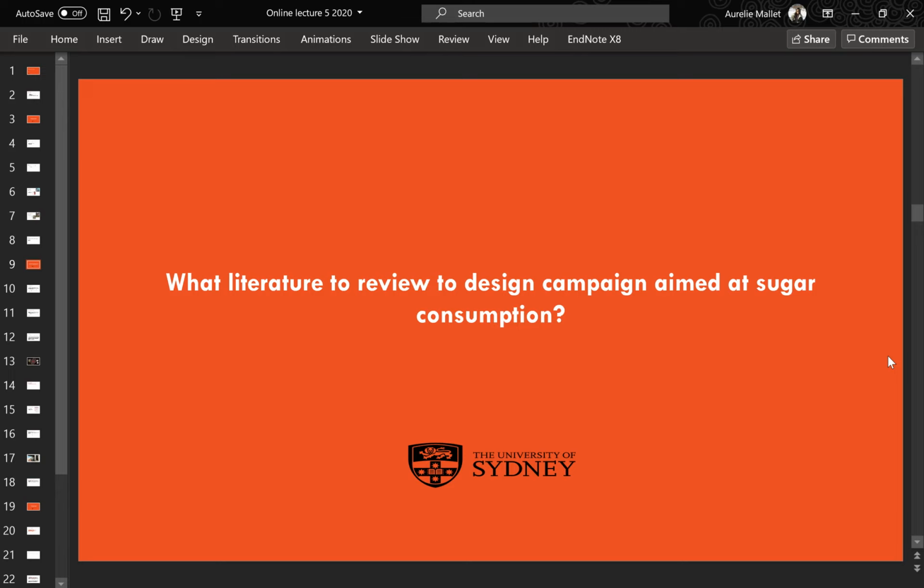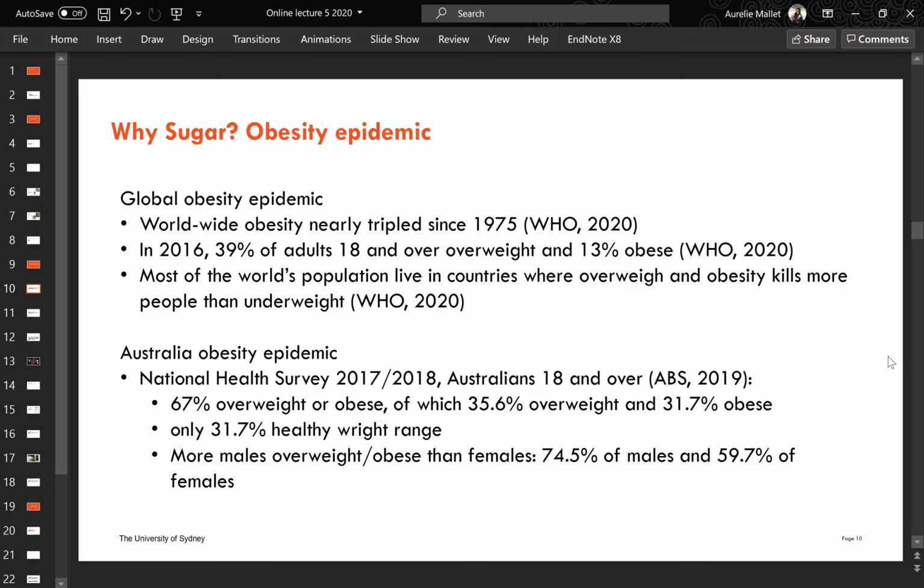So okay, say I want to design a campaign that's aimed at sugar consumption. What are some of the things that I need to consider? First of all, a question that we need to answer is, why is it that I want to design a campaign aimed at sugar consumption? Is that important? Is that necessary? The answer is yes, and the main reason is because of the obesity epidemic, both globally and here in Australia. So let's do a bit of literature review on the obesity epidemic.